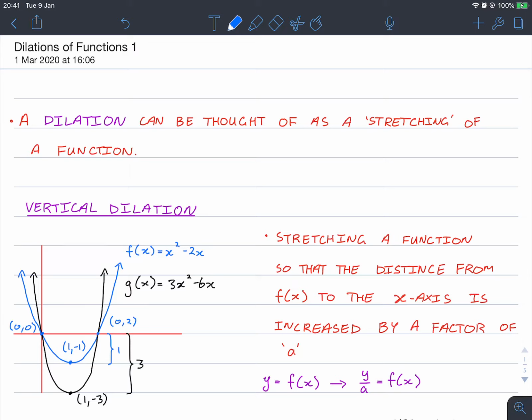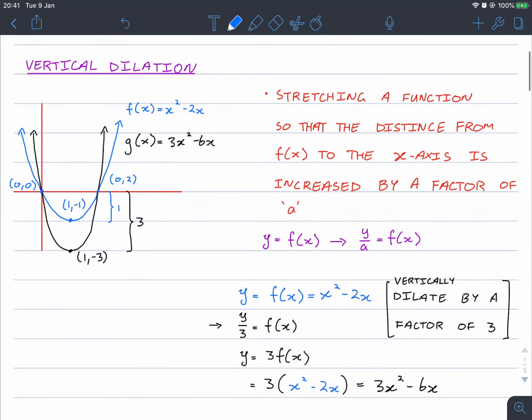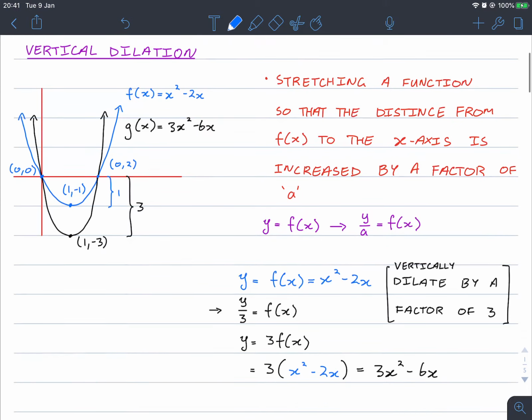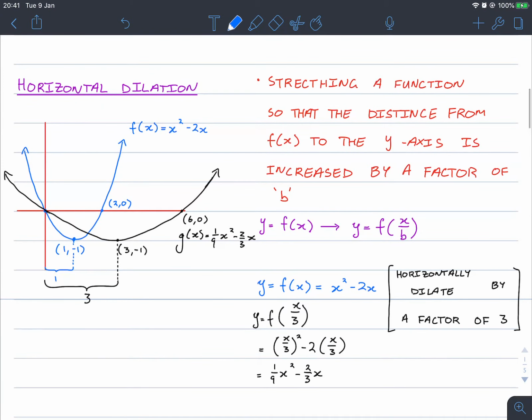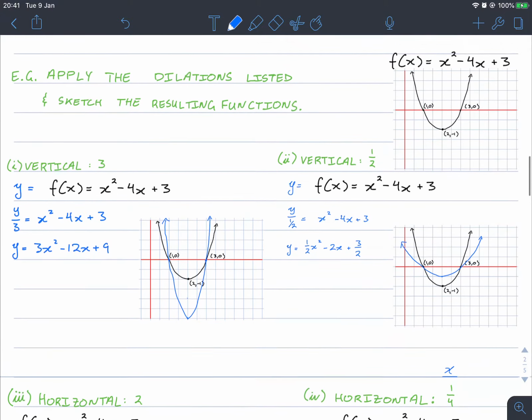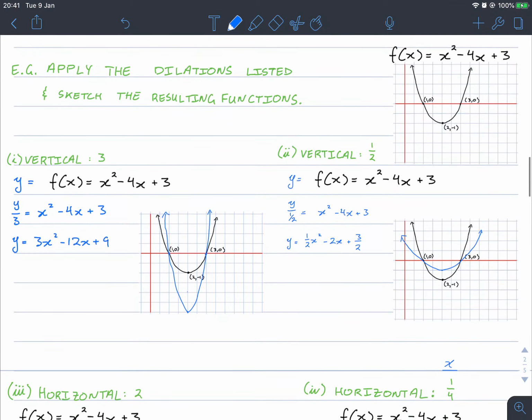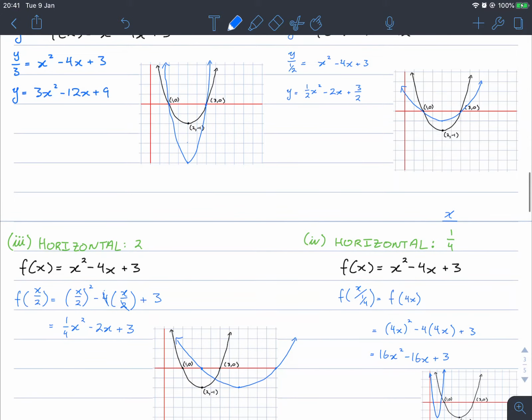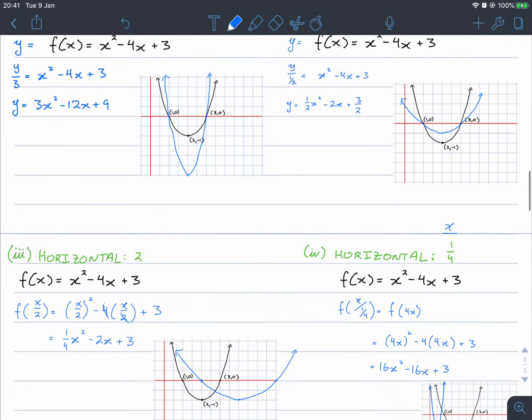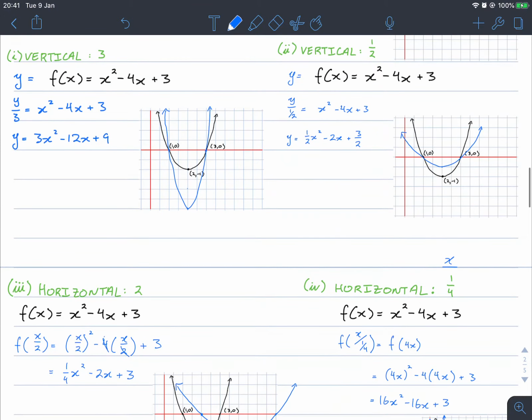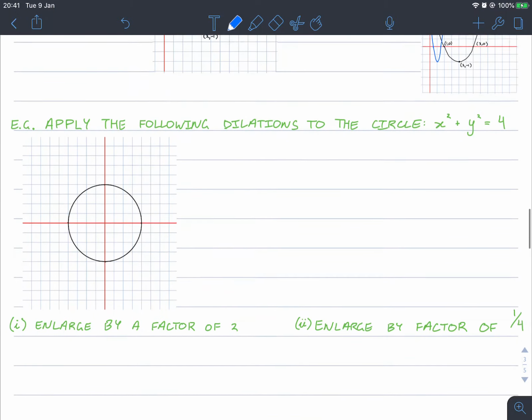Hello class, this is a video tutorial on dilations of functions part 2. In the previous video we saw how to achieve vertical dilations as well as horizontal dilations, and a few examples on a function of a parabola. In this video we're going to see that it's actually possible to apply these dilations to non-functions.